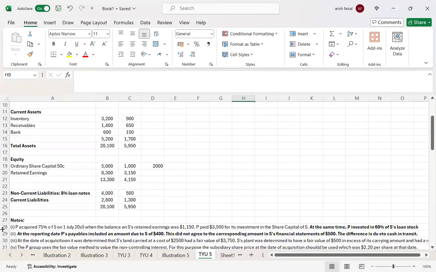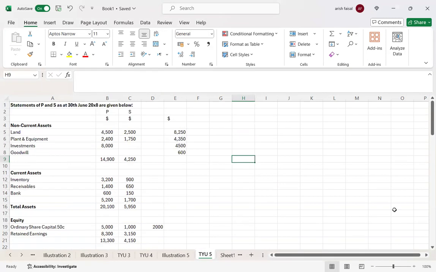But then as you see, this point says that at the same time P invested in 60 percent of S company's loan stock. Now here, non-current liabilities, 8 percent loan notes, the subsidiary has it at 500, and 60 percent has been invested by the parent. So if the parent is giving the subsidiary a loan or vice versa, on consolidation you have to remove those balances because it's all about the group. Unless they owe that amount to a third party, it will not be recorded in the consolidated balance sheet. Okay, so here we have to remove this.